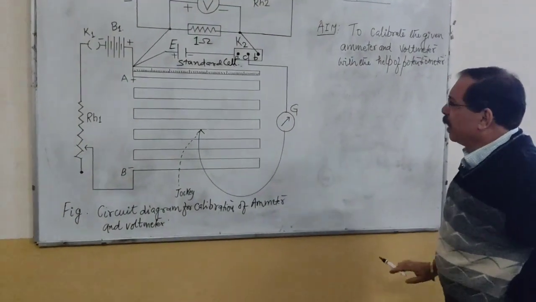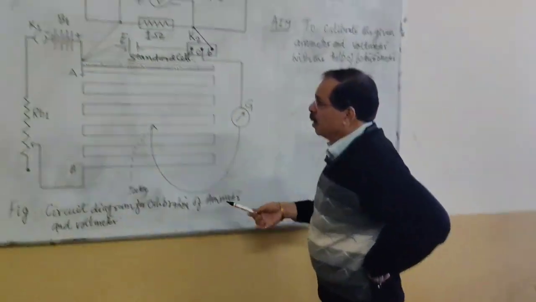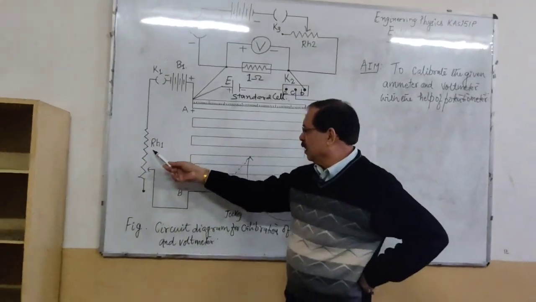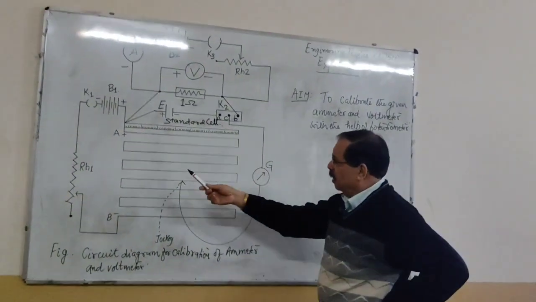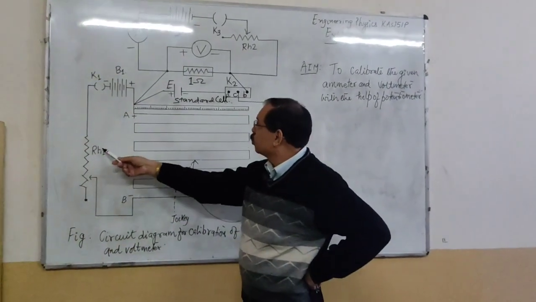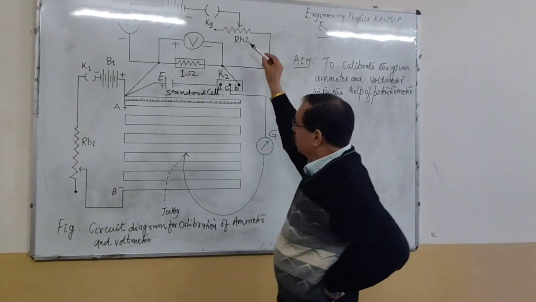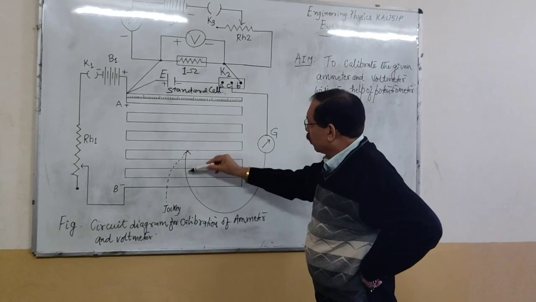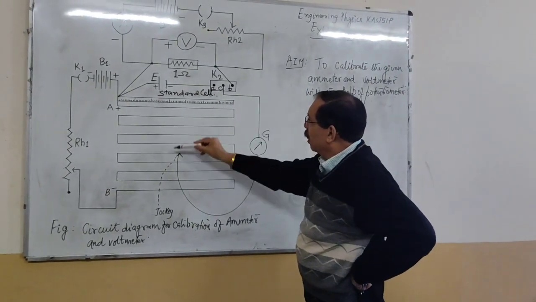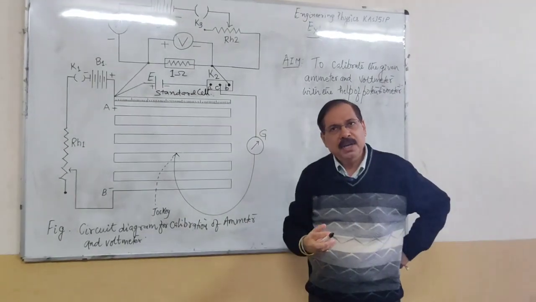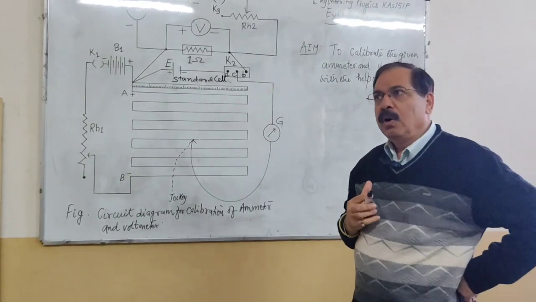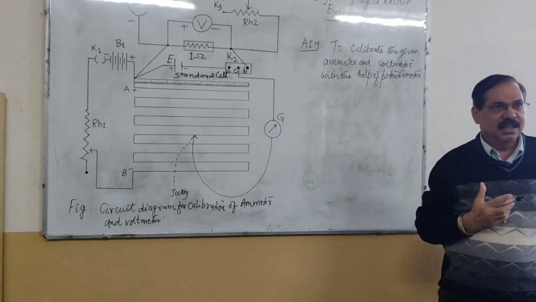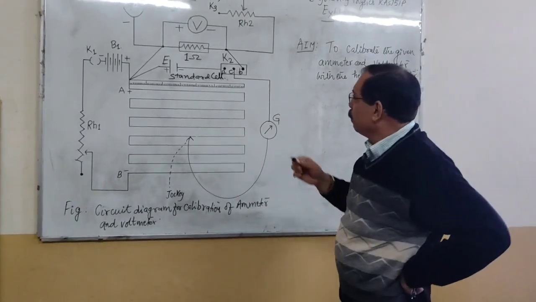And for this experiment, we require two rheostats. This is the circuit diagram for this experiment. Here we require two rheostats, here RH1 and RH2. And this is potentiometer. And we know the potentiometer reads the correct potential difference between 2 points because there is a null point we obtain.